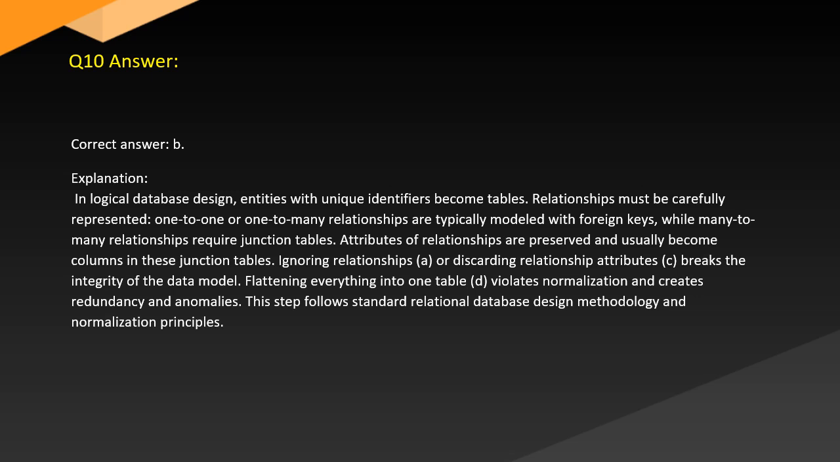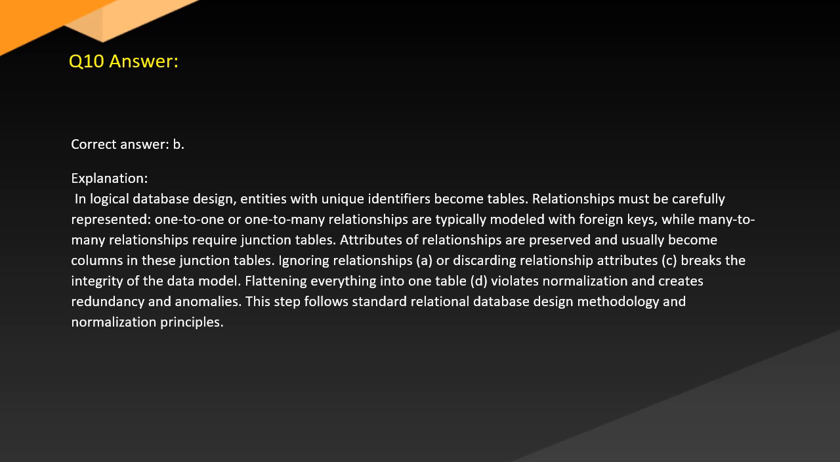Answer. Correct answer. B. Explanation. In logical database design, entities with unique identifiers become tables. Relationships must be carefully represented. One-to-one or one-to-many relationships are typically modeled with foreign keys, while many-to-many relationships require junction tables. Attributes of relationships are preserved and usually become columns in these junction tables.